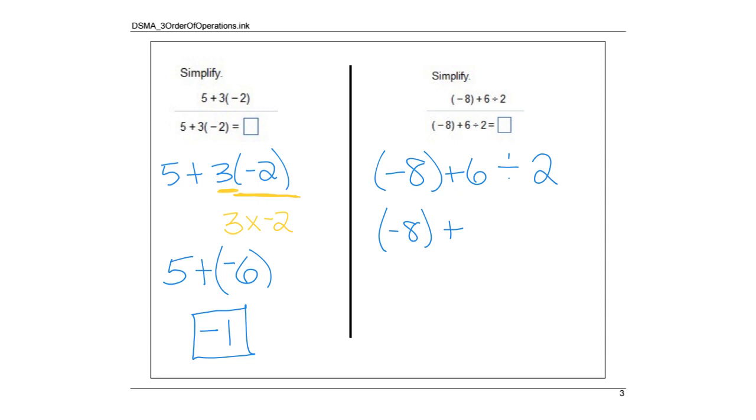6 divided by 2 would give us 3. And then finally, we can do the addition. -8 plus 3 gives us -5. So those are two separate problems.